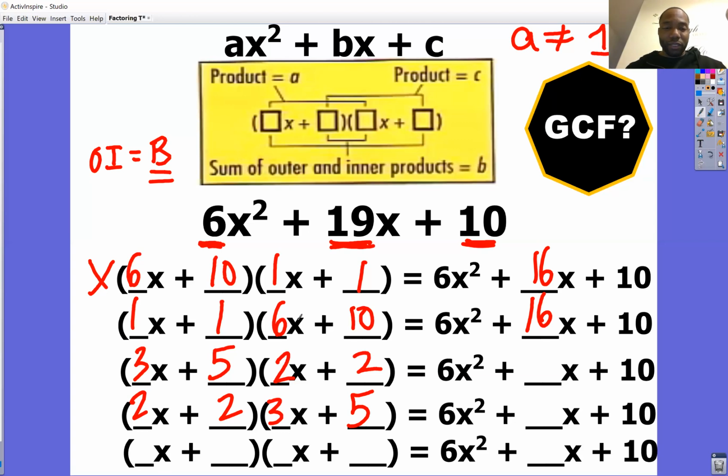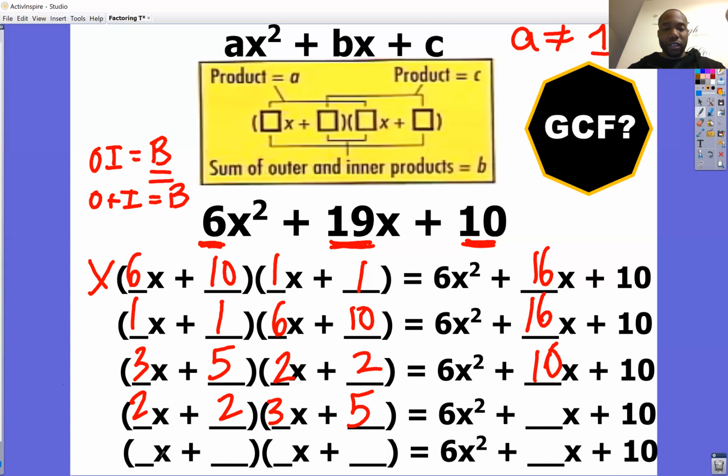Then we'll come over here and we say 3x times 2 is going to give me 6x. And then 5 times 2 is going to give me 10. Okay? And then that wouldn't work. That'd be 16, sorry. 3 times 2 is 6. 5 times 2 is 10. 10 plus 6 is 16x. Remember, the OI is the sum. The sum of the OI gives me my B.